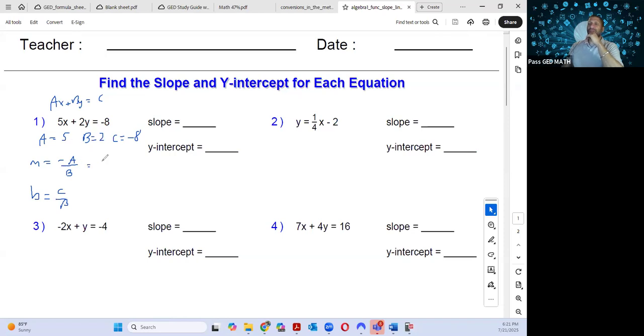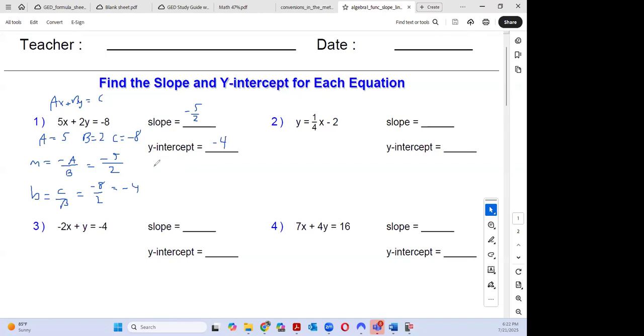So my A is 5, so the opposite of 5 is -5. My B is 2. So my slope of this line is -5/2. My y-intercept: my C is -8, my B is 2. This simplifies to -4.